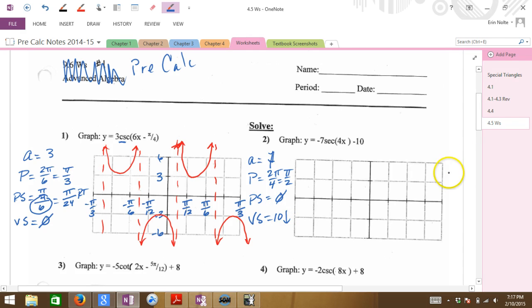Step 2 is labeling my axes. So my 4th increment is pi over 2. Half of that would be pi over 4. And half of that would be pi over 8. And going in the negative direction.